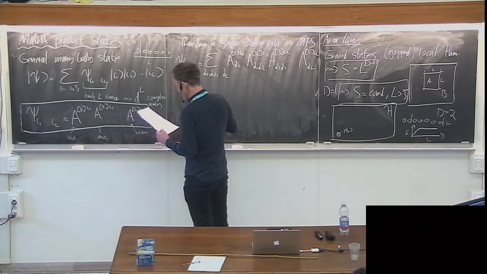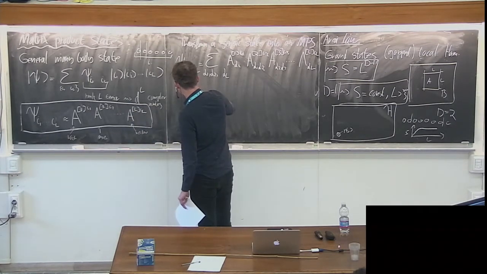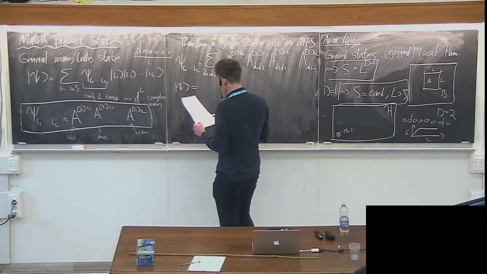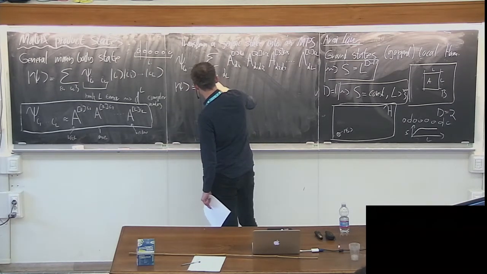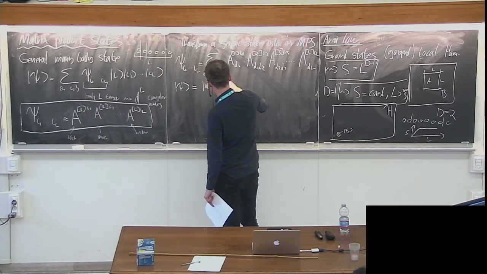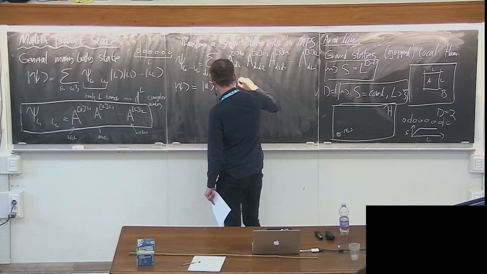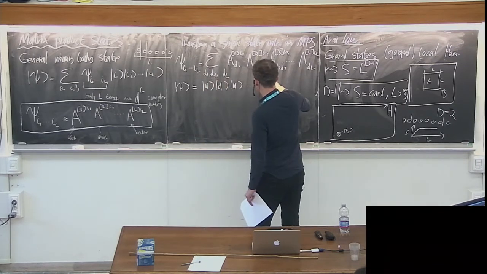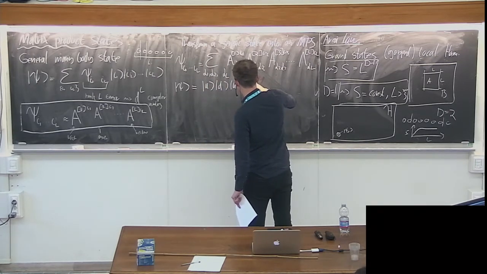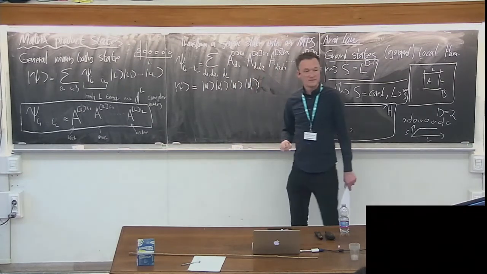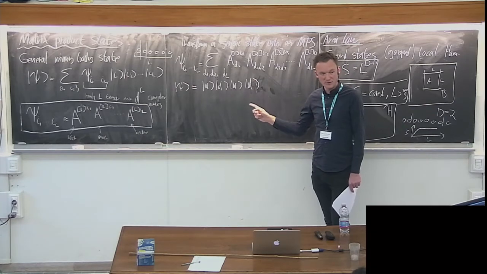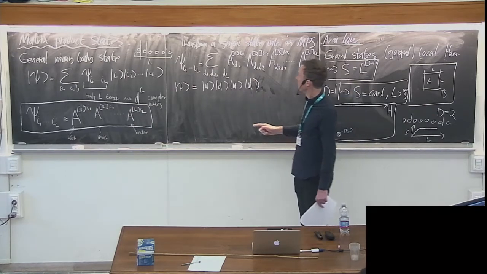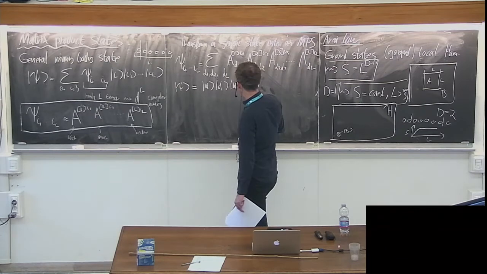So let us just assume a state. But let's just do the simplest state possible. Maybe we could just say that let us have our spin 1/2 system. So we have up, down, up, down, up, down. This state here.